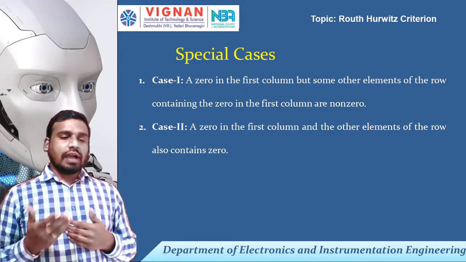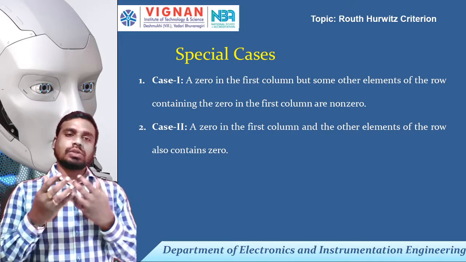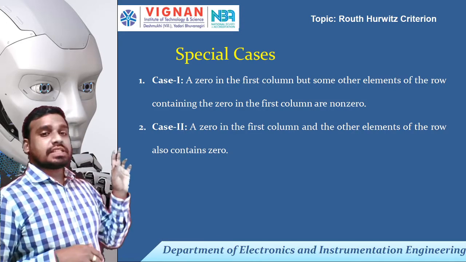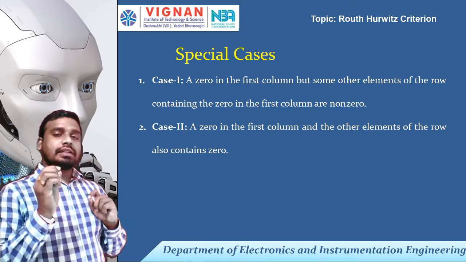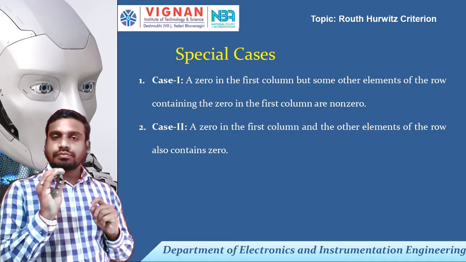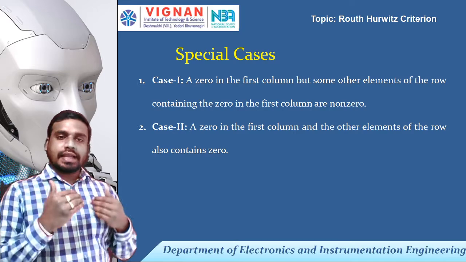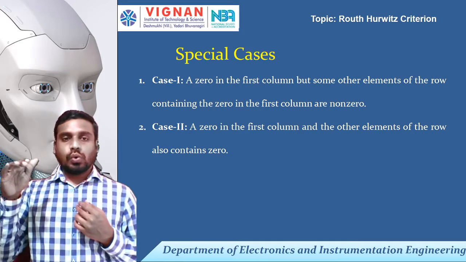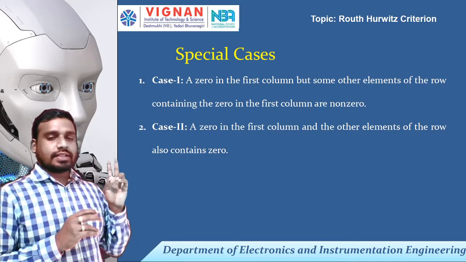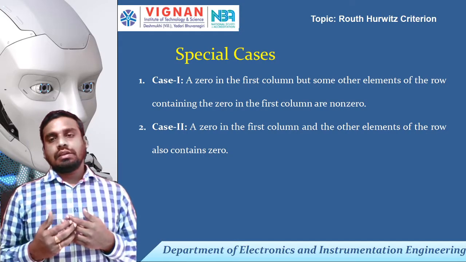But what if we have zeros in the rows or elements as zeros? So this is the first case, where we consider a zero in the first column. Then in the second case, we'll take the whole row with zero elements, right? Two cases are there. We'll see how to compute it, right?